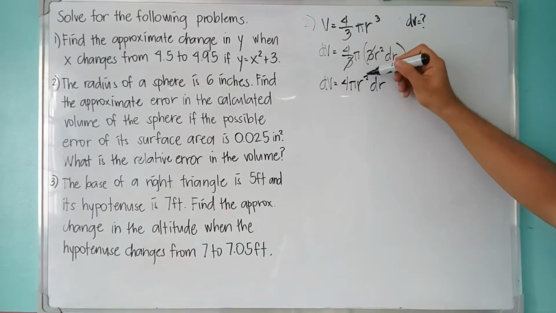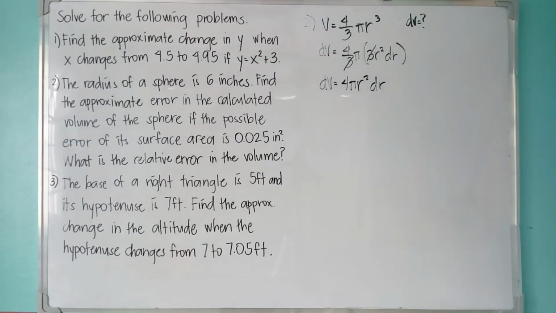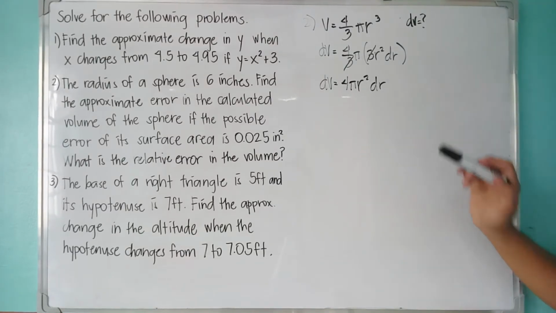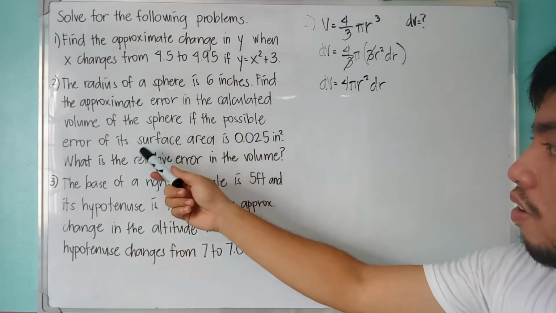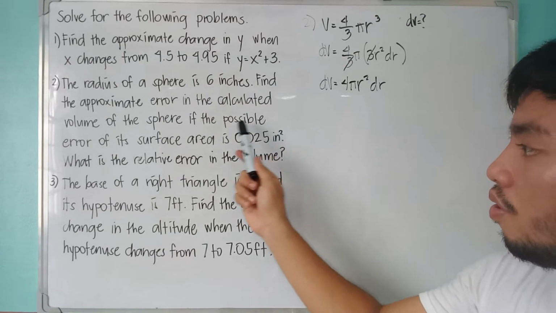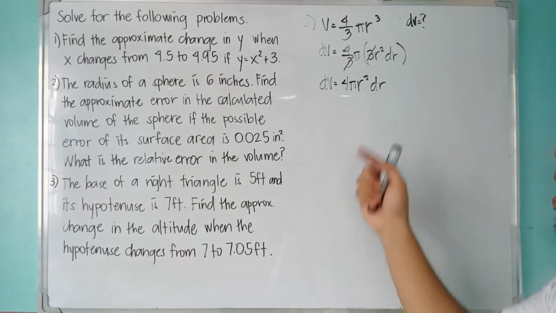Meron tayong given na radius which is 6 inches. Ang problema, wala tayong given na dr, di ba? Or yung derivative ng r. So, paano natin yan kukunin? Meron tayong given dito na possible error of its surface area is 0.025 square inches. So, from that given, pwede natin i-extract ngayon kung ano yung value ni dr natin.